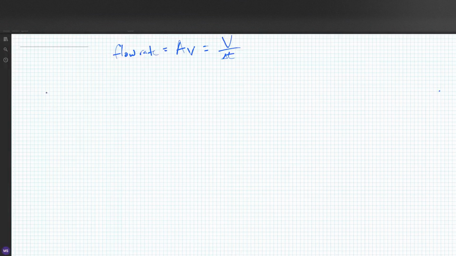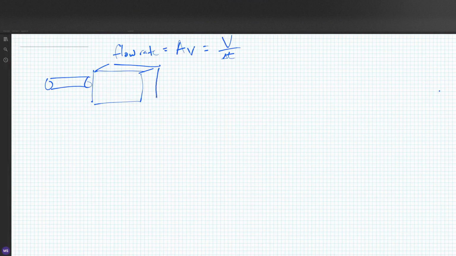So you have an air duct filling a room, right? And the room's got some dimensions to it. And the question is, how fast is the velocity in this tube? Okay, so basically the flow rate in the tube is equal to the flow rate into the room.